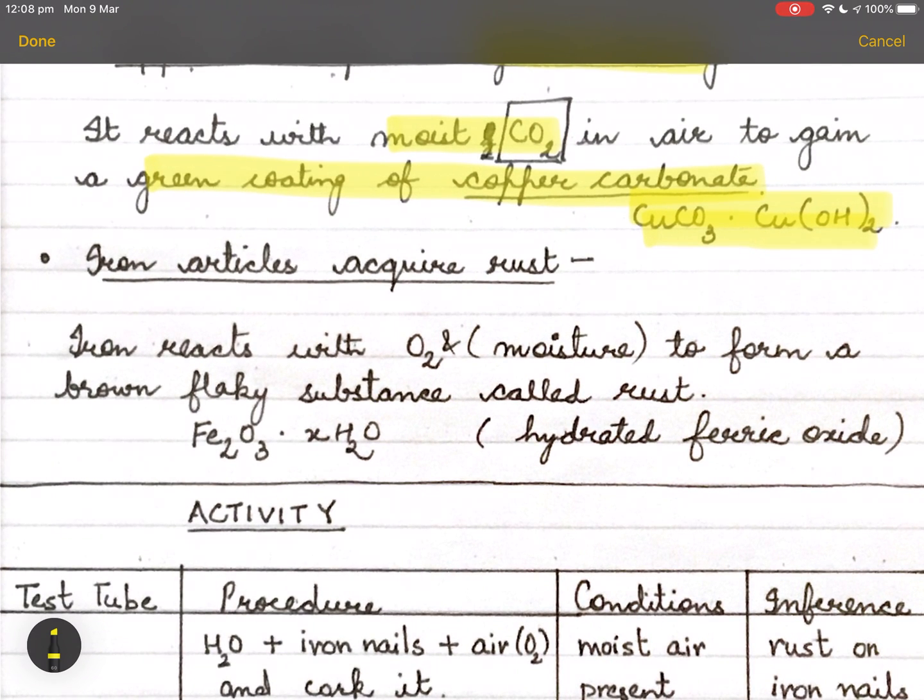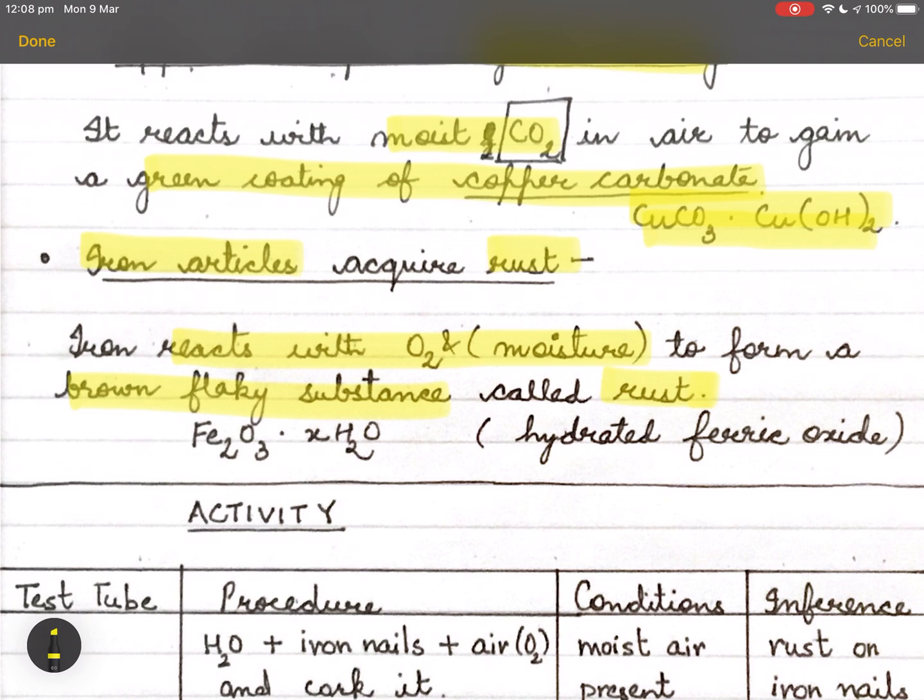Yes, the common term for the iron articles is rust, and we say iron gets rusted. So another very important question, what is rust? Rust is the brown flaky substance which develops on the iron articles because it reacts with oxygen and the moisture to develop a brown flaky substance called rust.